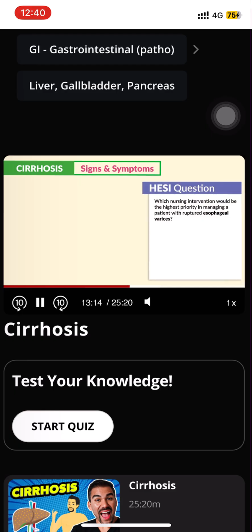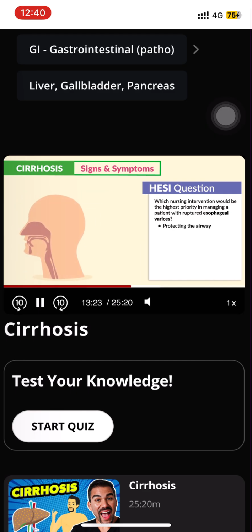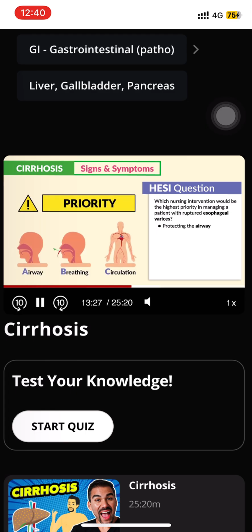And Hesi mentions, which nursing intervention would be the highest priority in managing a patient with ruptured esophageal varices? Protecting the airway. Yes, as mentioned before, we always do the ABCs. A for airway always comes first.